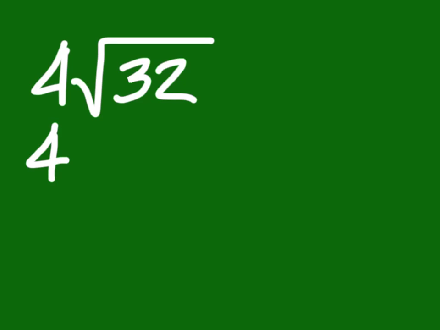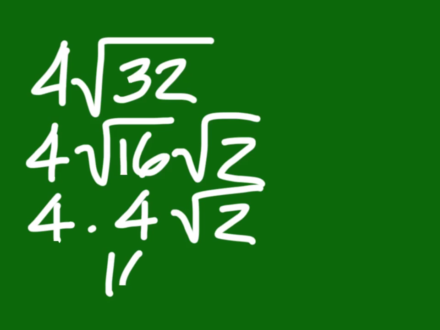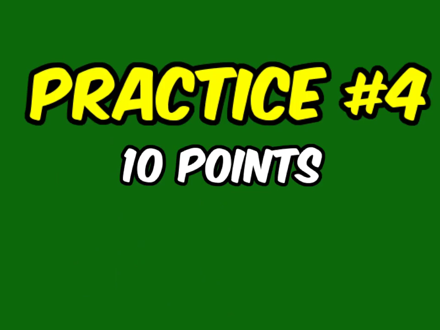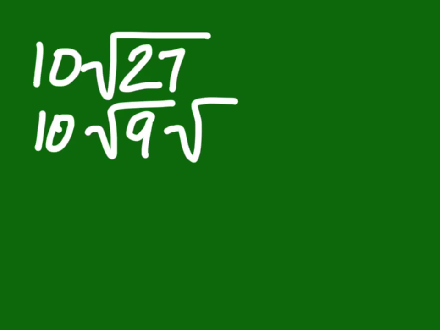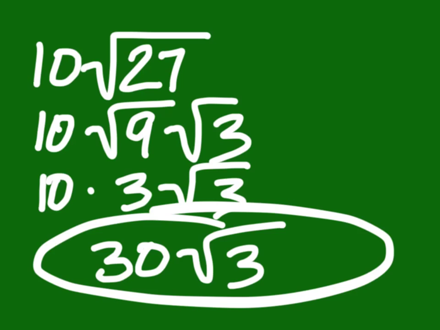The highest perfect square that comes out of 32 is 16. Square root of 16 is 4. 4 times 4 is 16. This is your final answer. The highest number that will come out of 27 that is a perfect square is 9. So we need square root of 9 times square root of 3 to get square root of 27. The square root of 9 is 3. 10 times 3 is 30. Final answer, 30 square root of 3.